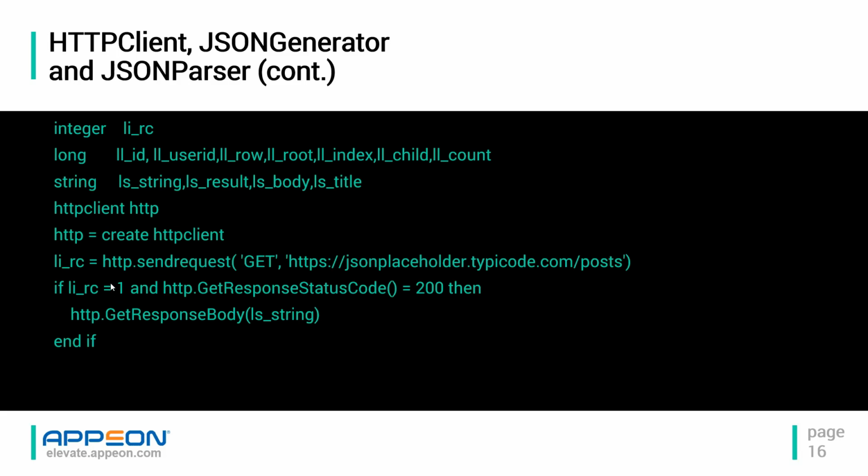I check two things. I check the response from the send request call, so I make sure that it's one. And I'm also checking that get response status code. So I mentioned that with the REST client, that it's got this get response status code. The HTTP client has it as well. I'm checking to see if it's equal to 200. And if both of those are true, that means I actually got data back. And so then there's a second method we call on the HTTP client called get response body, which then accepts the JSON into a string. And then we're going to parse that JSON out. So that's what's going on here.